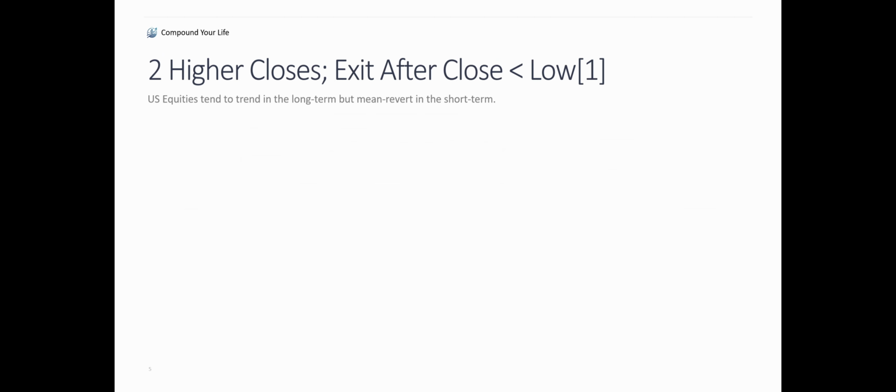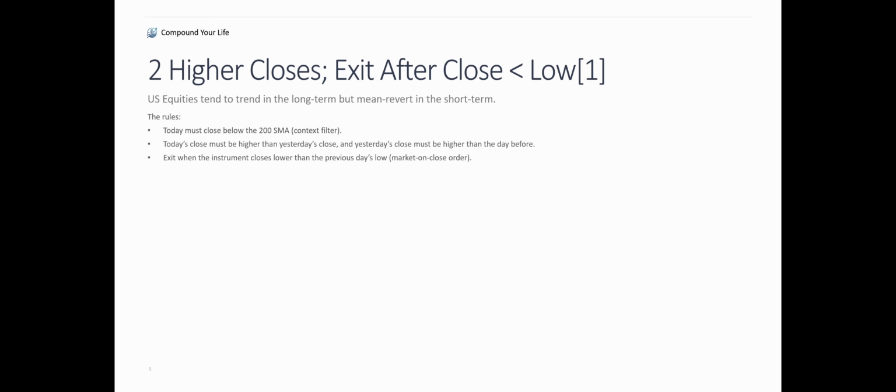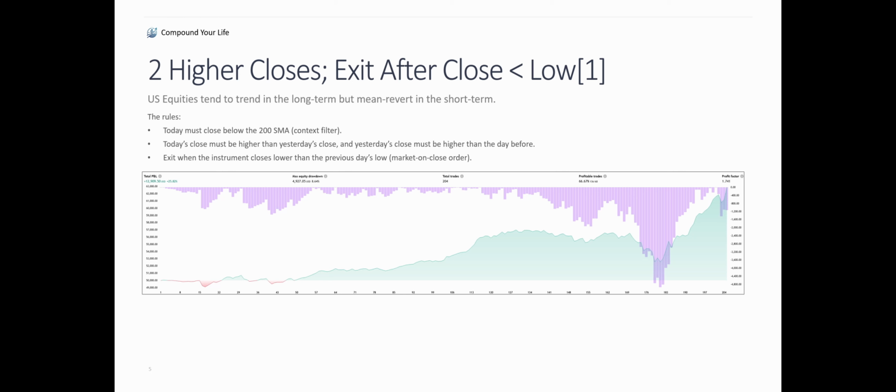So let's go ahead and talk about the first one, which is just 2 bullish closes in a row. This is simple, it's arbitrary, I can't really explain it, so it's not likely to make sense. So here are the rules. We have our context filter, and then we have 2 bullish closes, and then the exit condition. So here is the equity curve. It does not look good. A lot of sideways periods.